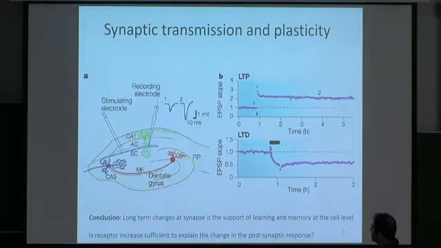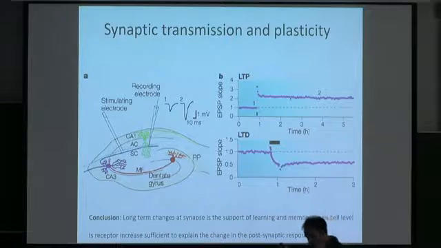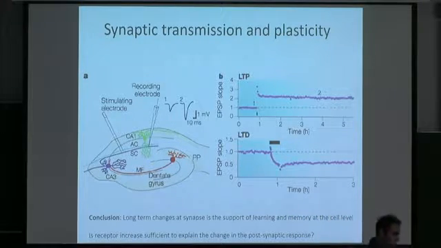So the question I would like to ask today is, is the receptor increase sufficient to explain the change in this postsynaptic response? Is it just a molecular effect, we have added new receptors and that's it? Or is something else happening, because ultimately we are talking about electricity, and electricity that is going to be recorded in the soma that is far away from this little location.